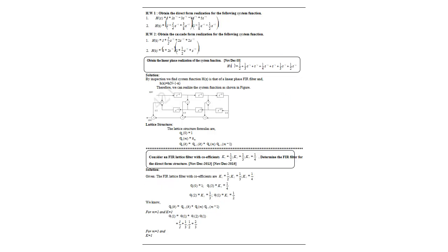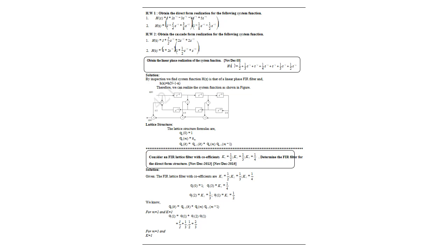Next, obtain the linear phase realization of the system function. H(z) is given. For this we have to find the system function. So h(n) is equal to h(N minus 1 minus n). Therefore we can realize the system function. Here x(n) is given, here is the y(n). For this we have to draw the realization system.